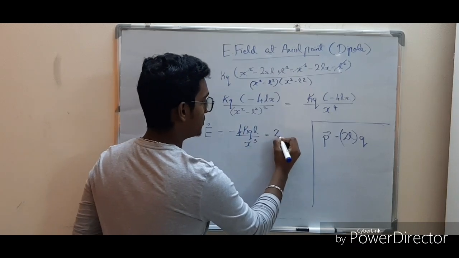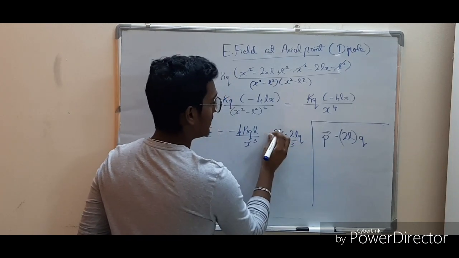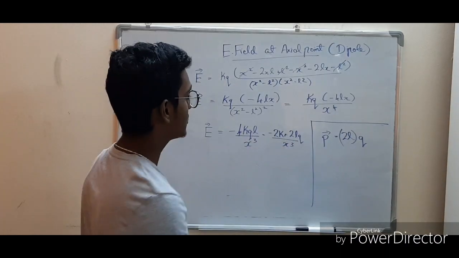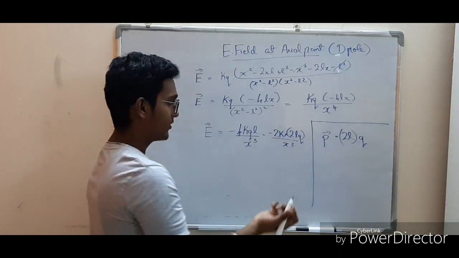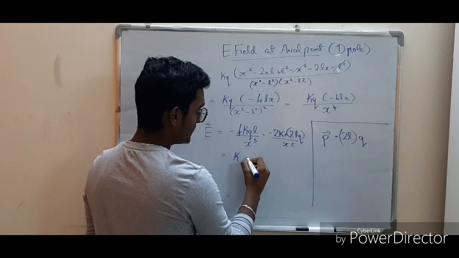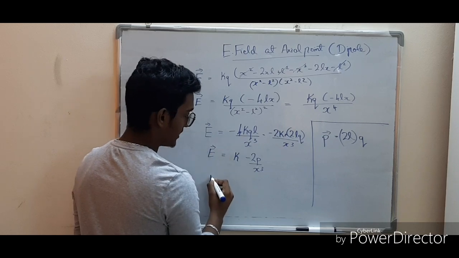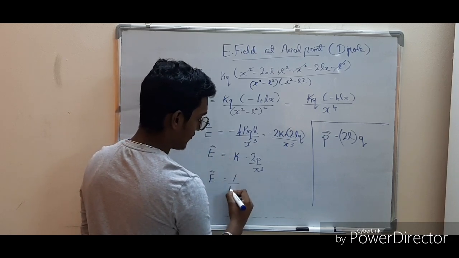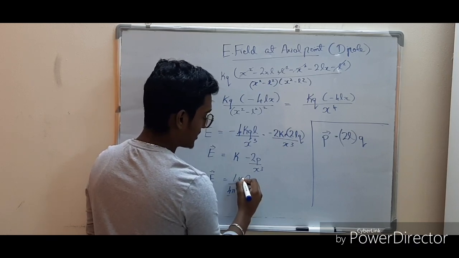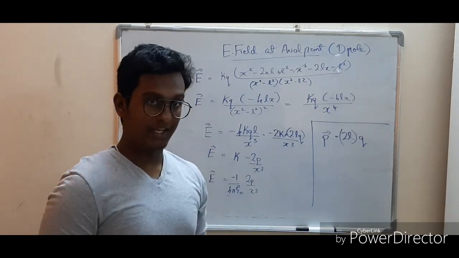You clearly see that we have Lq and obviously a 2 because of the 4. So let's split it as 2k into 2Lq by x cube. I'm doing nothing here, I'm just splitting the 4 into 2 into 2. So 2k into 2Lq by x cube. And this 2Lq is what I'm going to replace with P, which is the dipole moment. So we have the final answer as k into minus 2P by x cube, where k is the constant we have seen in Coulomb's law. It's 1 by 4 pi epsilon naught, into minus 2P by x cube. And this negative sign is because of the way we have taken the dipole.